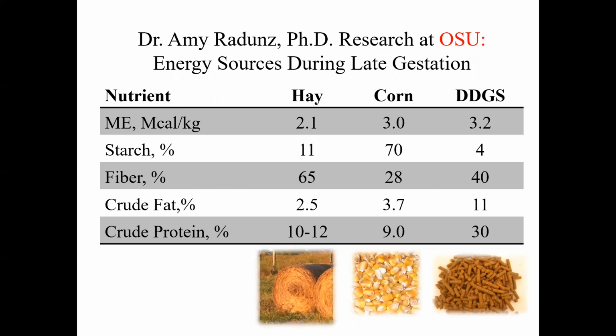This just shows the breakdown of the composition of the three different feed ingredients that were used: hay, corn, and high-fat dry distillers grains. I do want to say that the distillers grains used in this study were 11% fat. Many of the distillers grains out there today are running 3 to 4% fat.